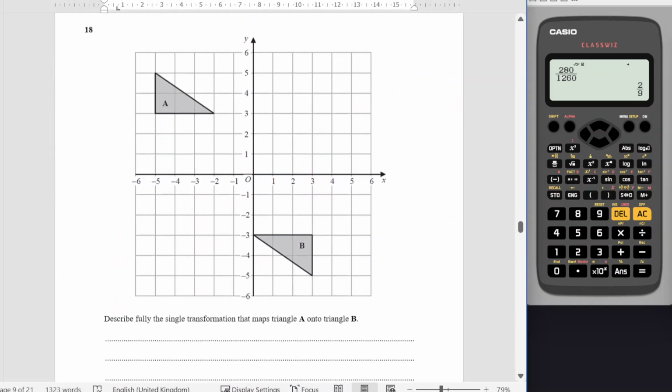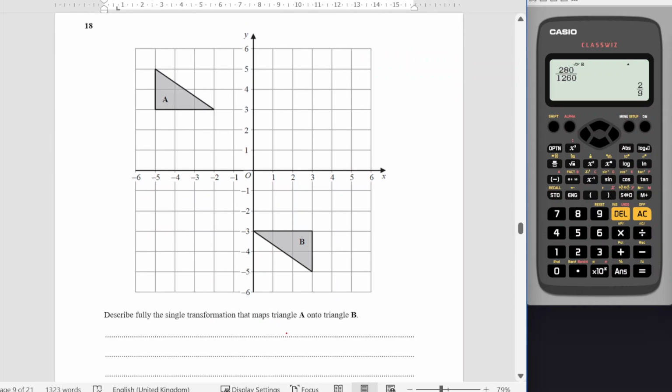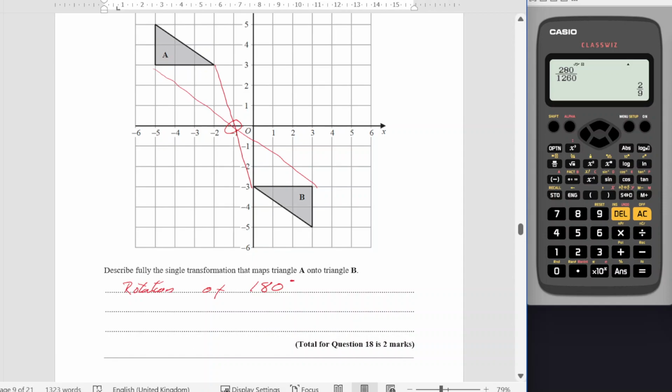Okay, question 18. Describe fully the single transformation that maps A onto B. So we can see that the image has been rotated. So we've got rotation of 180 degrees. Don't need to state clockwise or anti-clockwise because it's 180 degrees. And if I look at joining like points, we can see that they cross at a specific coordinate. So that's the center of rotation, or about the point minus 1, 0.